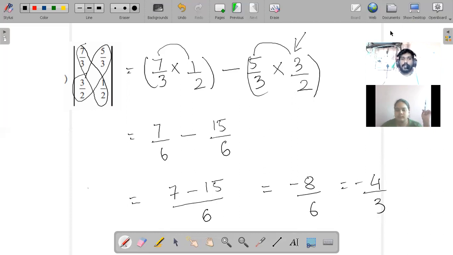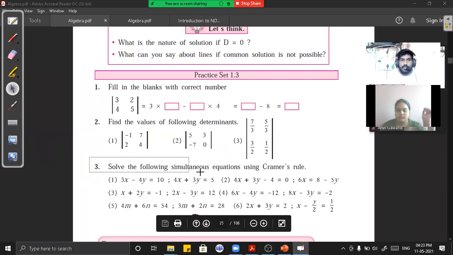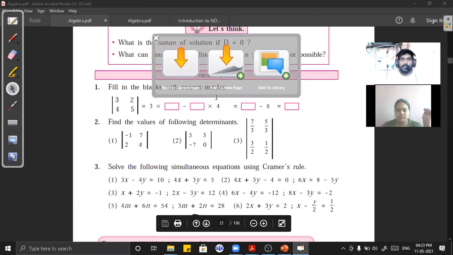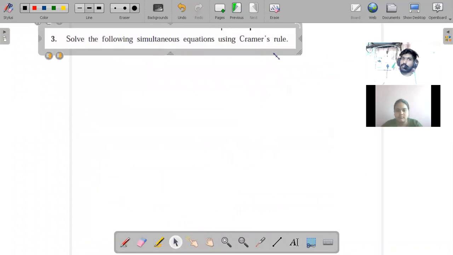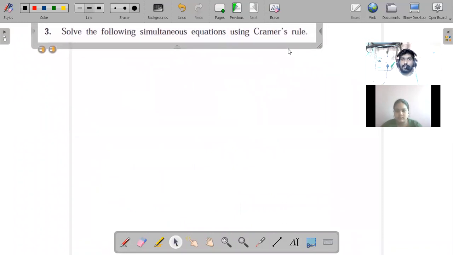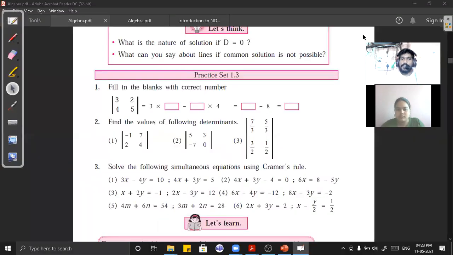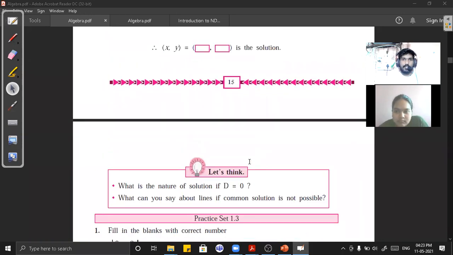Okay. Now we can go to the next part of your exercise, and that is solving by Cramer's rule. Solve the following simultaneous equations by Cramer's rule. So I'll explain Cramer's rule in the sum itself. First I'll do the example sum from the textbook, and then we'll come to the exercise.